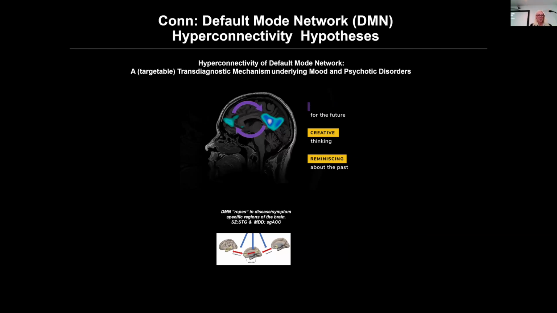Okay, so I will just say that one of our operating hypotheses here is that there's hyperconnectivity of the default mode network, which we think is a targetable transdiagnostic mechanism underlying many mood and psychotic disorders, and that this large-scale network kind of ropes in subgenual ACC in the case of depression and auditory cortex STG in the case of schizophrenia. So when we downregulate this network at a network level, we're not only downregulating the default network, we're also downregulating this association with subgenual ACC and STG, which then subsequently is related to mitigation of those symptoms.